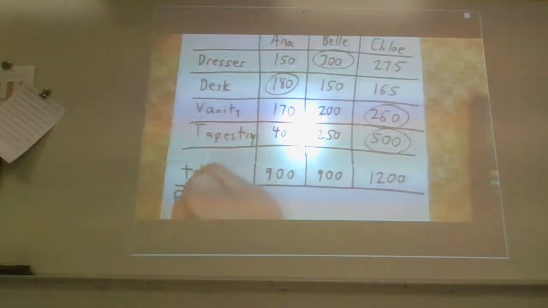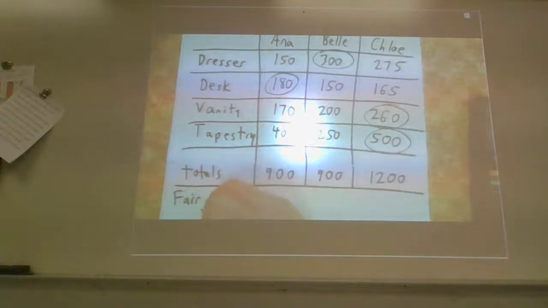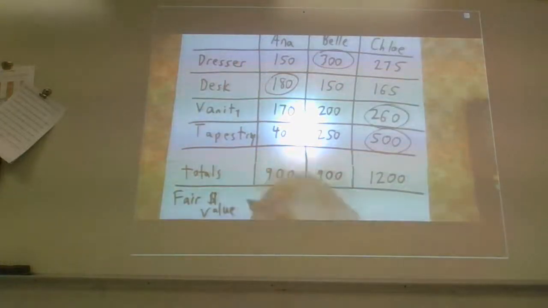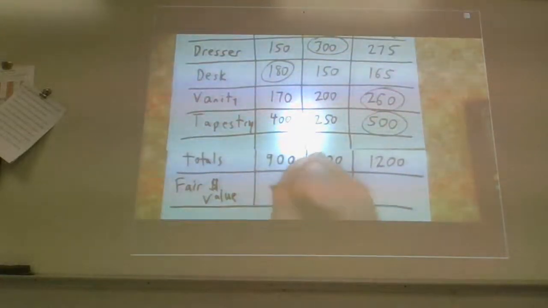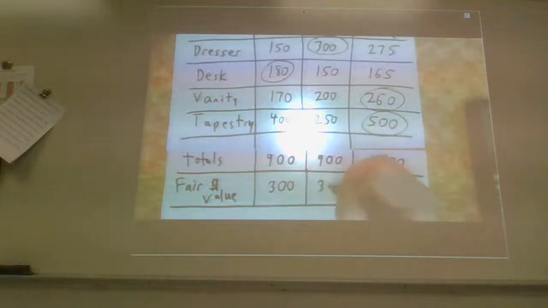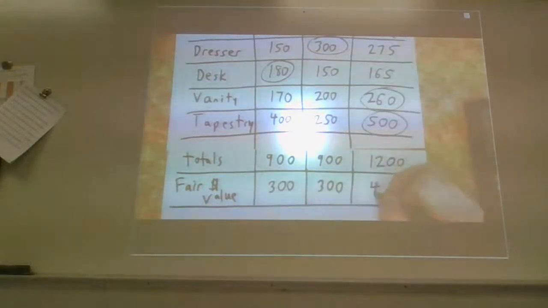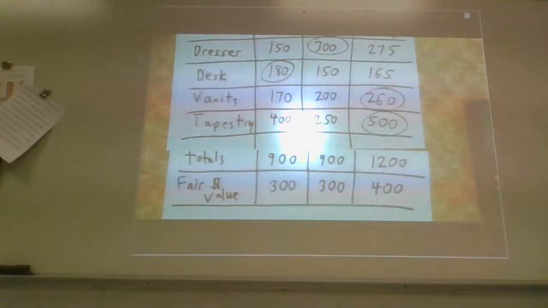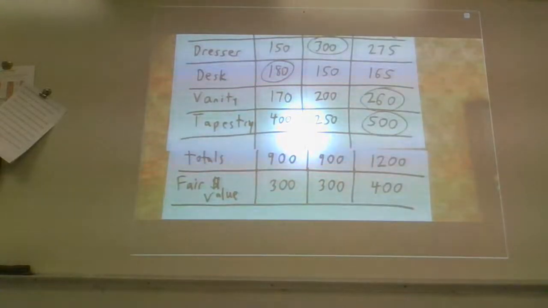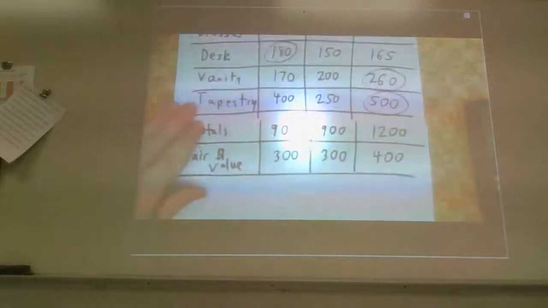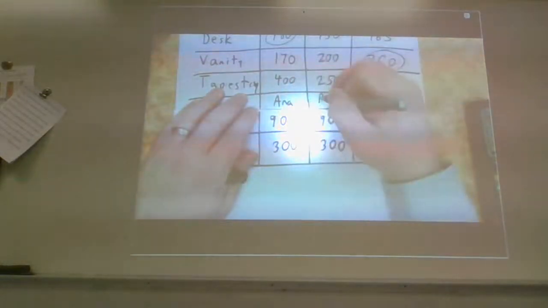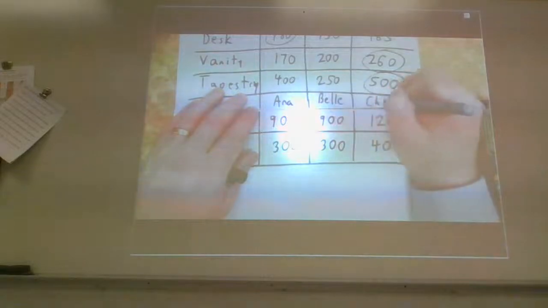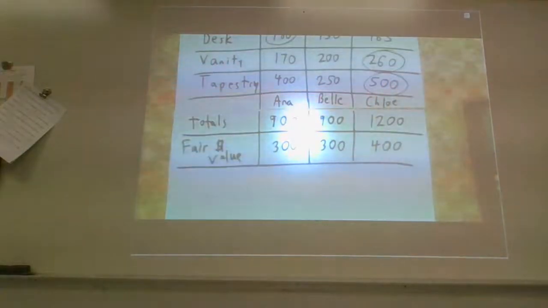So I'm going to put a fair dollar value for each of them. You divide by the number of players. So in this case, Anna thinks that 300 is fair, Belle thinks 300 is fair, and Chloe thinks that 400 is fair because you take the total amount and divide by the number of players. So I'm actually going to put their names at the bottom here so that I don't have to keep pulling the paper to see who's who. Clearly, I know it's in ABC order, but I just want that for consistency.